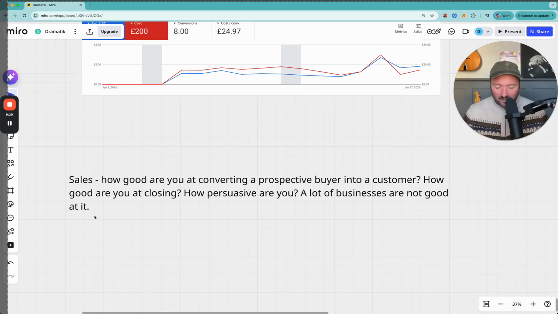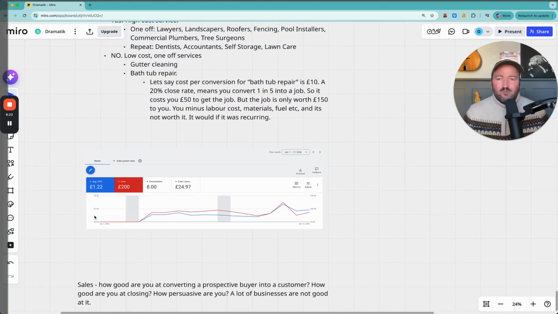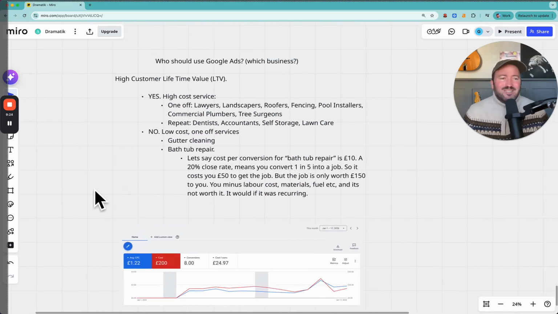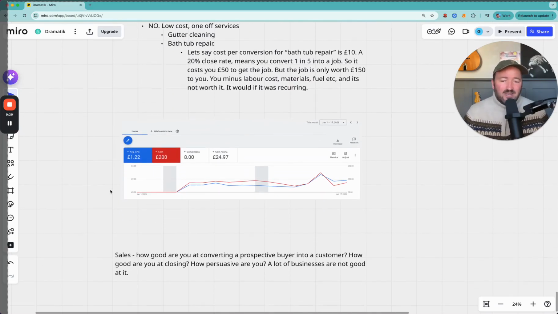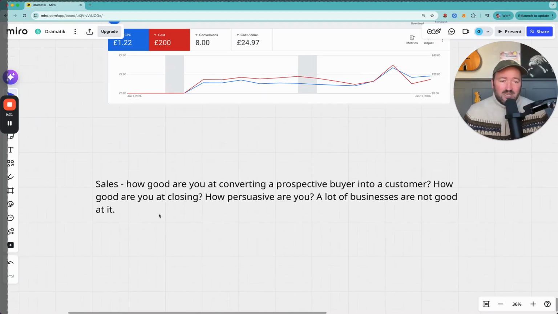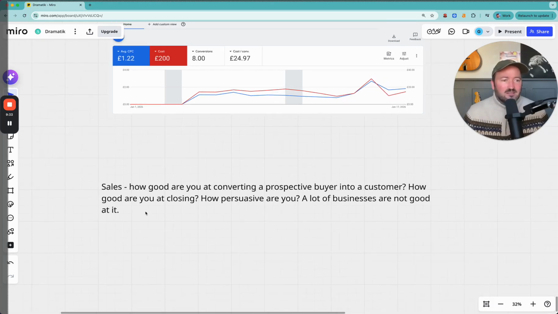The first point here was just, are you the type of business where it's going to stack up to actually run Google Ads? But the second point is, how good are you at turning these inquiries into customers? And that's a big deal.